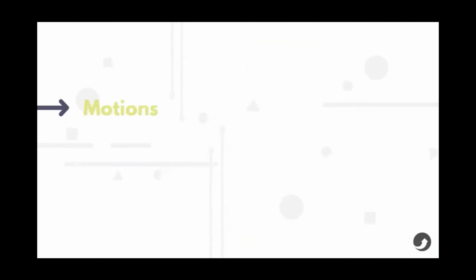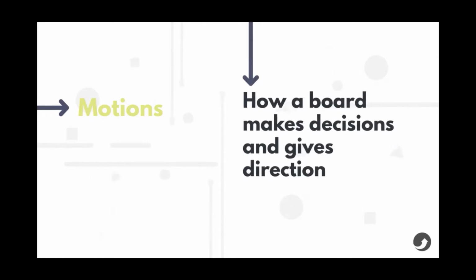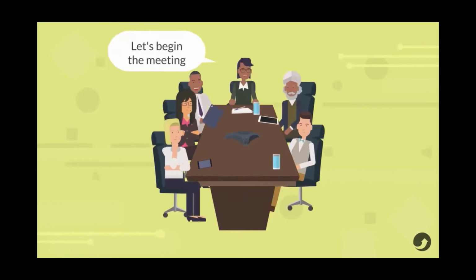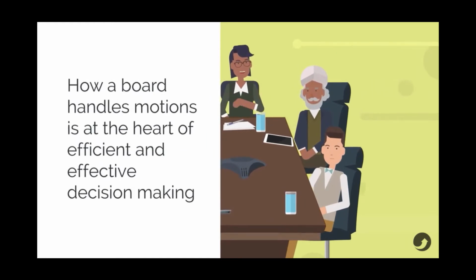A motion is a proposal for action by a board of directors. Motions are the way a board makes decisions and gives direction. The board decides what it will do with each motion presented during a meeting. How a board handles motions is at the heart of efficient and effective decision-making.